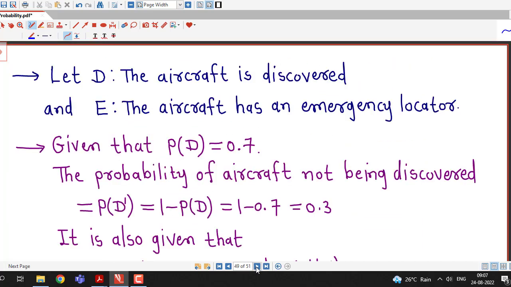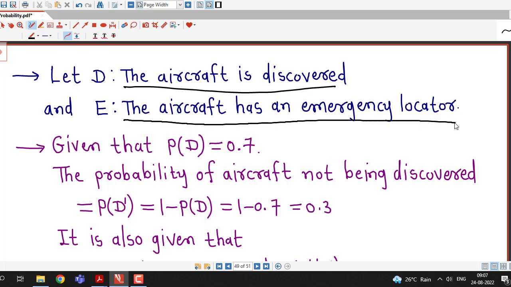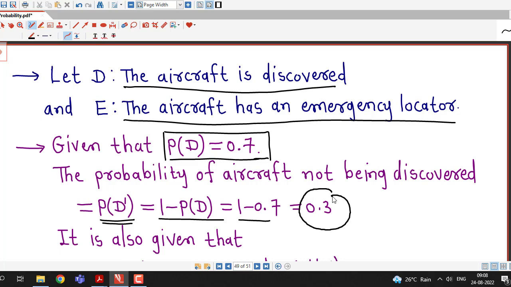I have written all these things systematically here. First we write down the notations for these events. Suppose the aircraft is discovered is denoted by capital D, and E denotes the event that the aircraft has an emergency locator. It is given that 70% of the aircraft are discovered, that is, the probability of the aircraft being discovered is 0.7. Similarly, the probability of the aircraft not being discovered is given by the probability of D dash. D is the event that the aircraft is discovered, and its complementary event is that the aircraft is not discovered, so the probability of D dash is 1 minus the probability of D. The probability of D is 0.7, so this comes out to be 0.3.